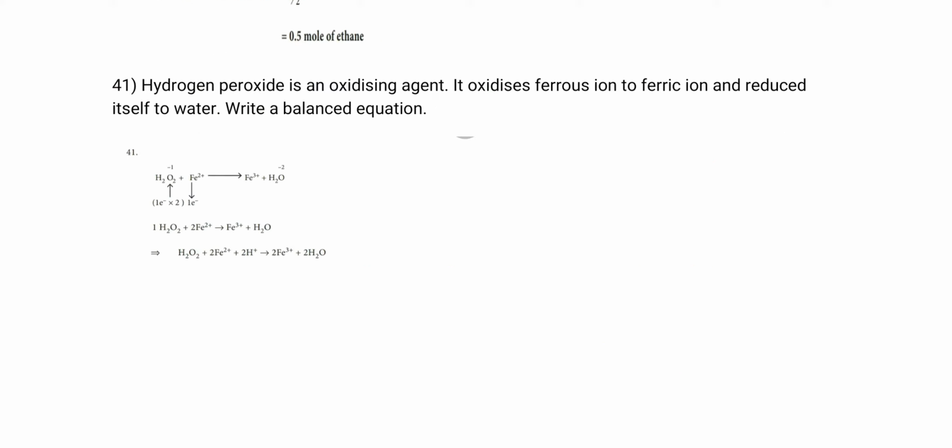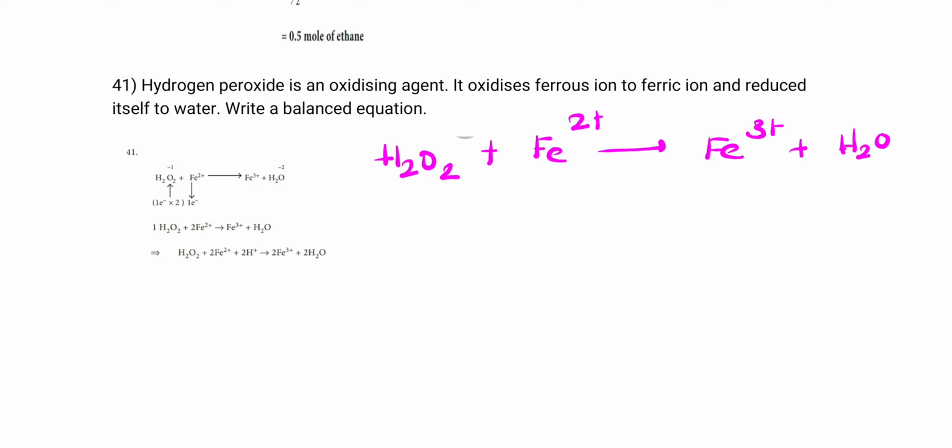Next question. Hydrogen peroxide is an oxidizing agent. It oxidizes ferrous to ferric and reduces itself to water. Write the balanced equation. First, the formula of hydrogen peroxide is needed, that is H2O2. When it reacts with ferrous, that is Fe2+, it is converted to Fe3+ along with water.